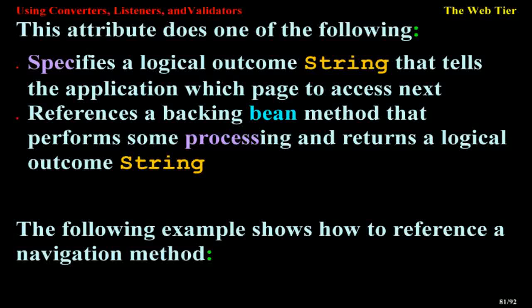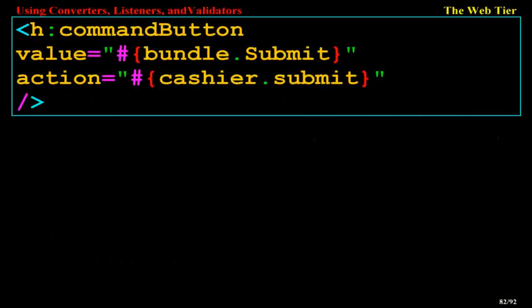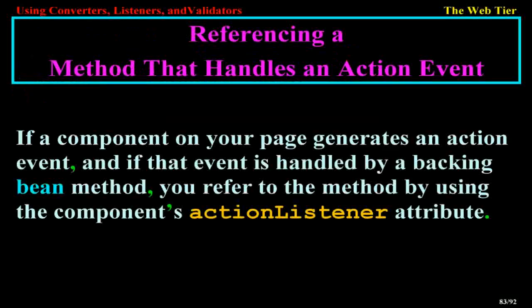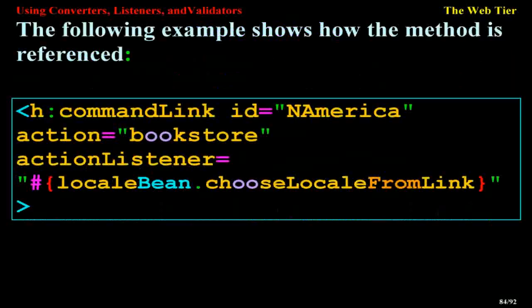The following example shows how to reference a navigation method. <h:commandButton value="#{bundle.Submit}" action="#{cashier.submit}"/> Referencing a method that handles an action event. If a component on your page generates an action event, and if that event is handled by a backing bean method, you refer to the method by using the component's actionListener attribute. The following example shows how the method is referenced.